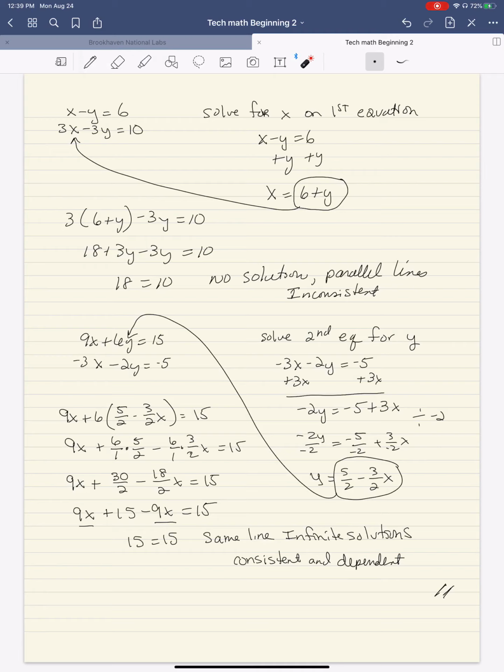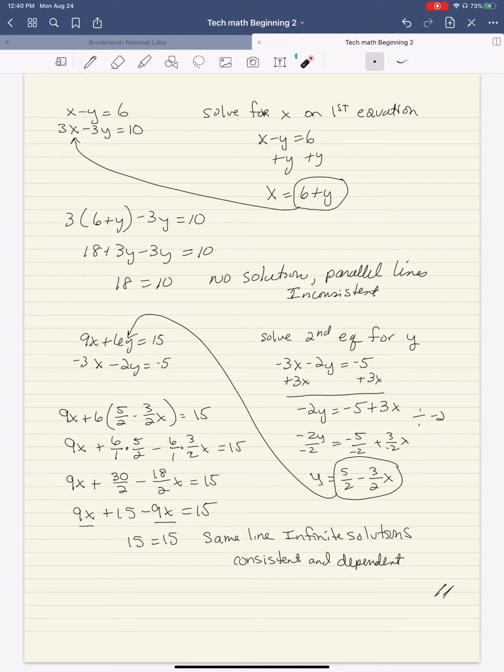Since I solved the second equation right here, I need to get back to the first equation. So where this y is, I'm going to insert 5 halves minus 3 halves x. So I'm going to have 9x, there's my 9x, plus 6 parentheses 5 halves minus 3 halves x, close the parentheses, equals 15. So 9x plus, I distribute the 6, so 6 over 1 times 5 halves, minus from here, 6 over 1 times 3 halves x equals 15.